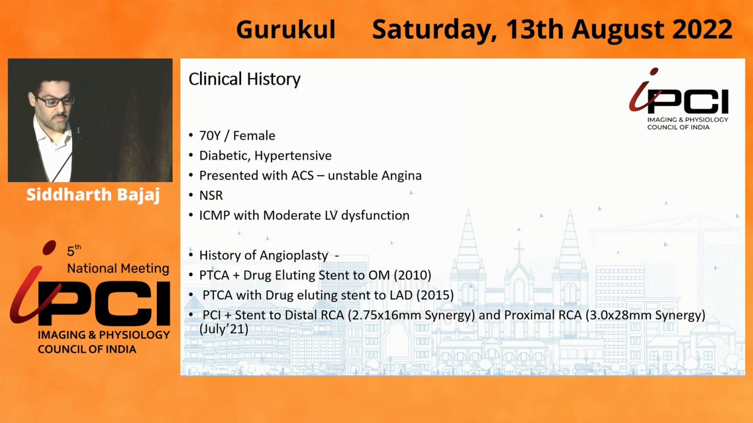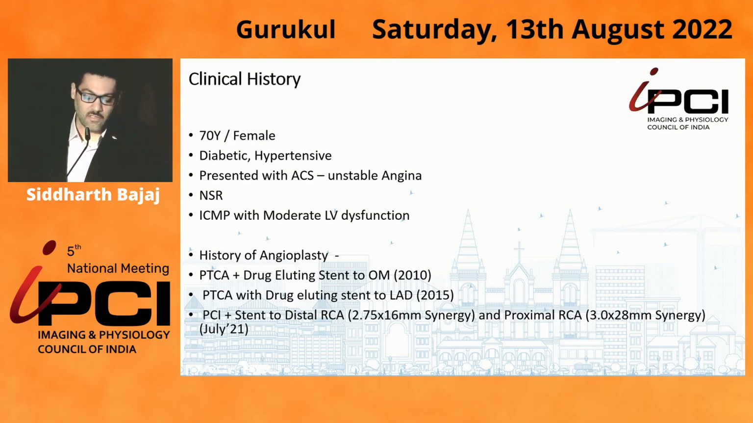A 70-year-old patient, a diabetic hypertensive woman, presented with unstable angina. She was in sinus rhythm and presented to us with dynamic ECG changes. Her echo already showed moderate LV dysfunction; it was a case of ischemic cardiomyopathy. She had a history of angioplasty in 2010 to the obtuse marginal and 2015 to the left anterior descending. She was also stented in July 2021.